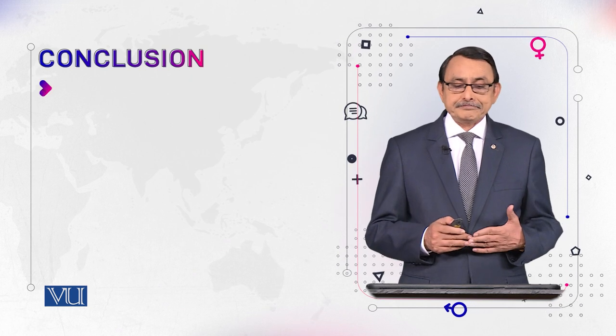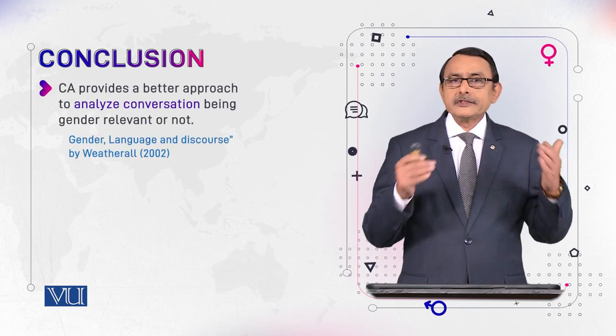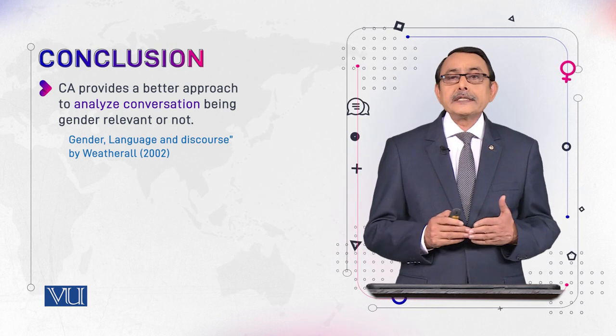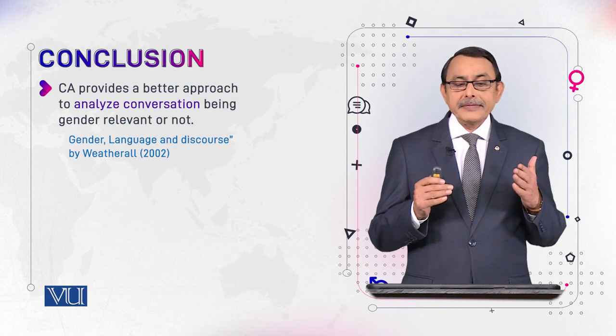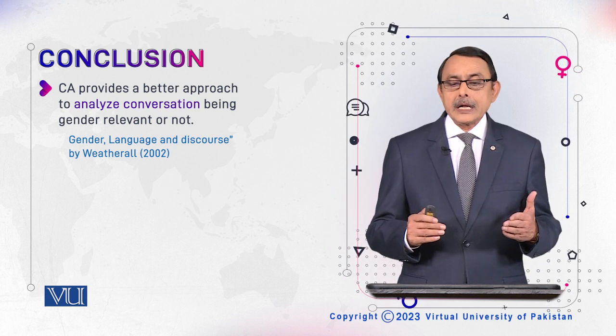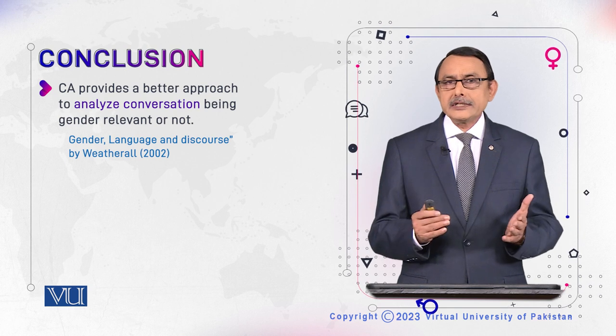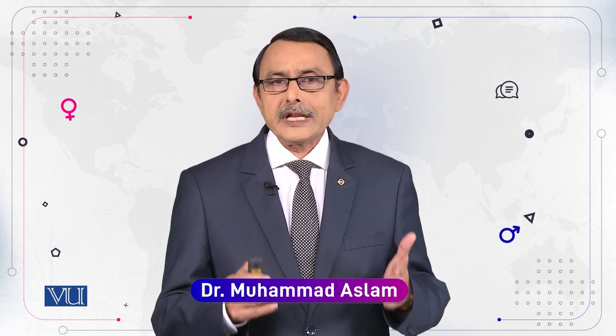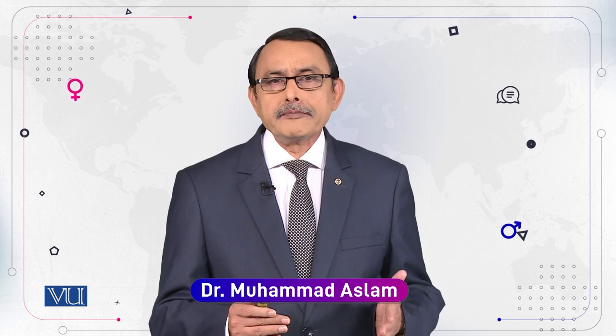We conclude with the help of this task and talk, CA provides a better approach to analyze whether conversation is gender relevant or not. How does CA do it? It assumes that gender is also a social action. It may or may not be present in conversation.